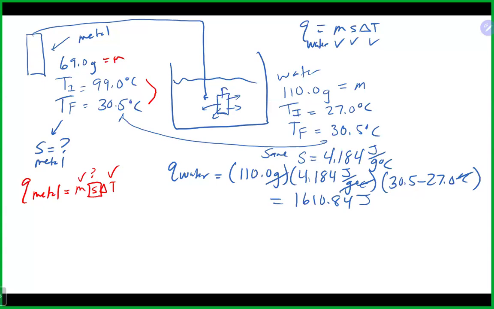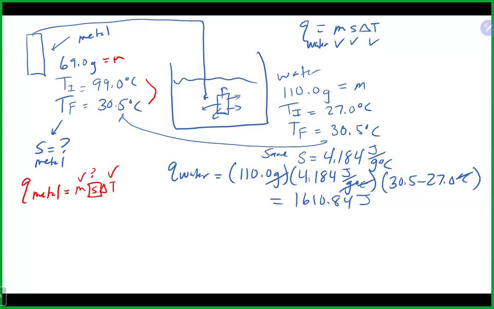What should be in this case the only source of energy that the water gained? It all came from what thing? It all came from the piece of metal. So all the energy that was lost by the piece of metal is all the energy that we just calculated was gained by the water.